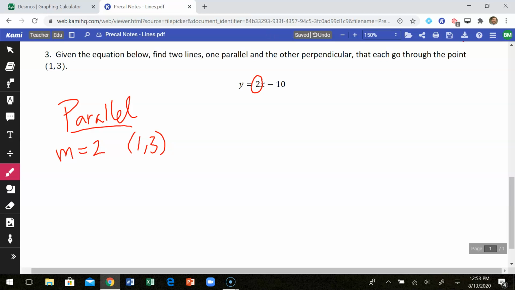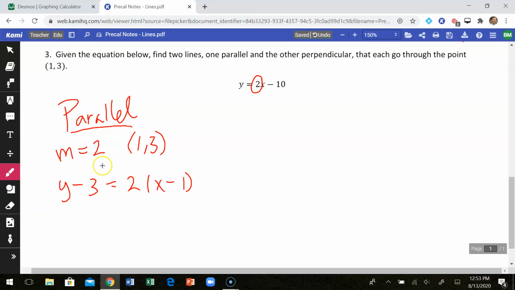So again, I could do this in point-slope form. I could do this in slope-intercept form. Let me show you point-slope and why it might be a good option to use here if you forget how that works. Point-slope form, simply just need to put y minus the y-coordinate of my point equals the slope times x minus the x-coordinate of my point. And I'm done because it just says find two lines, and that's a line. It's just written in point-slope form. So that's the easy route.